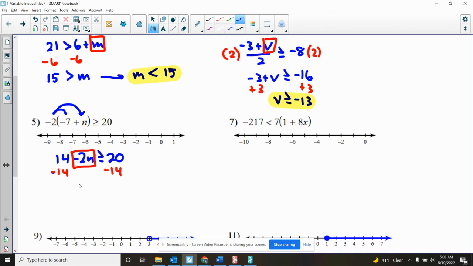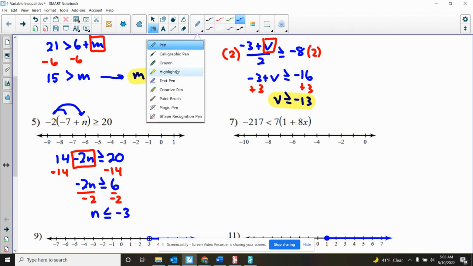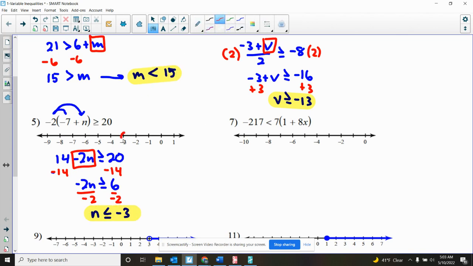We're then left with, don't forget the negative there. So negative is still around. And 20 minus 14 is 6. Divide by negative 2. So we're left now with just the n. Now, because I divided by a negative number, the inequality switches direction. 6 divided by negative 2 is negative 3. So on the number line, we will go to where negative 3 is, put a filled in circle, and from that closed circle, we want our inequality arrow to go to the left.